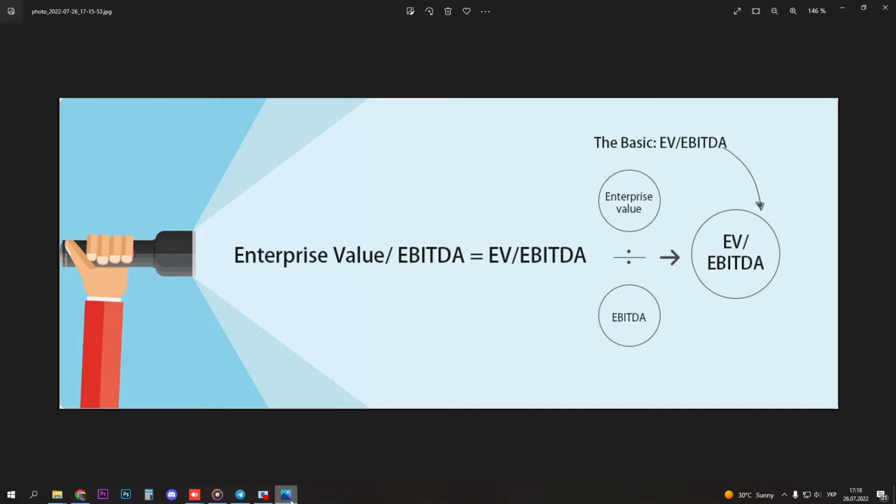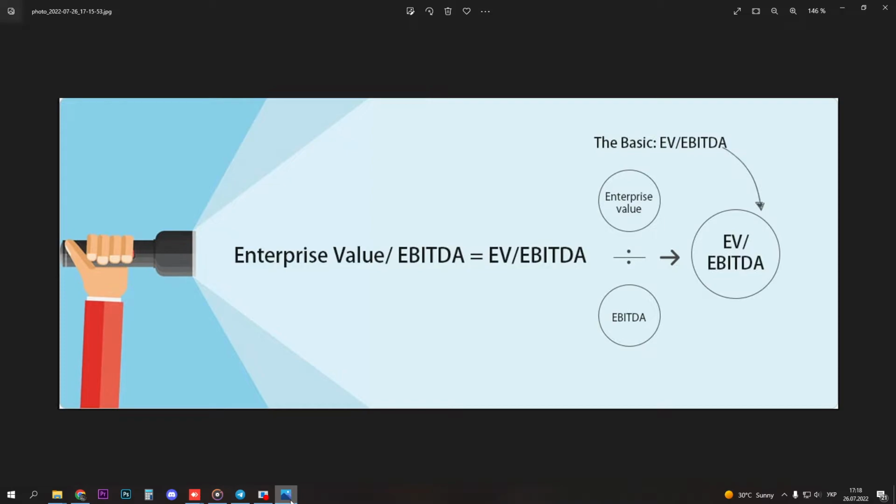Now when we break this apart, the EV stands for enterprise value, and this is just going to be a measure of the company's total value. So it would be market capitalization plus total debt minus cash and cash equivalents. That's how you would calculate that, and so that's the enterprise value.